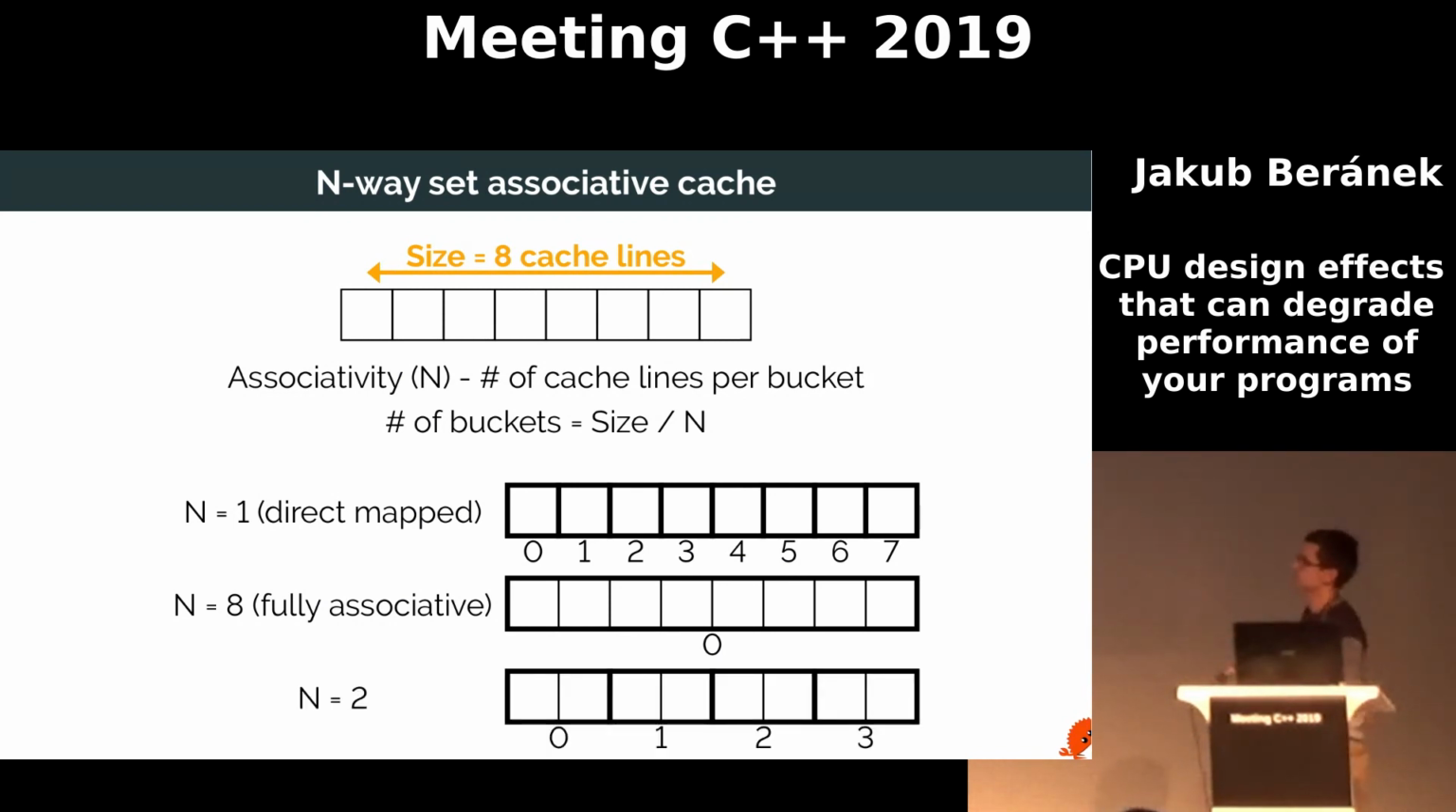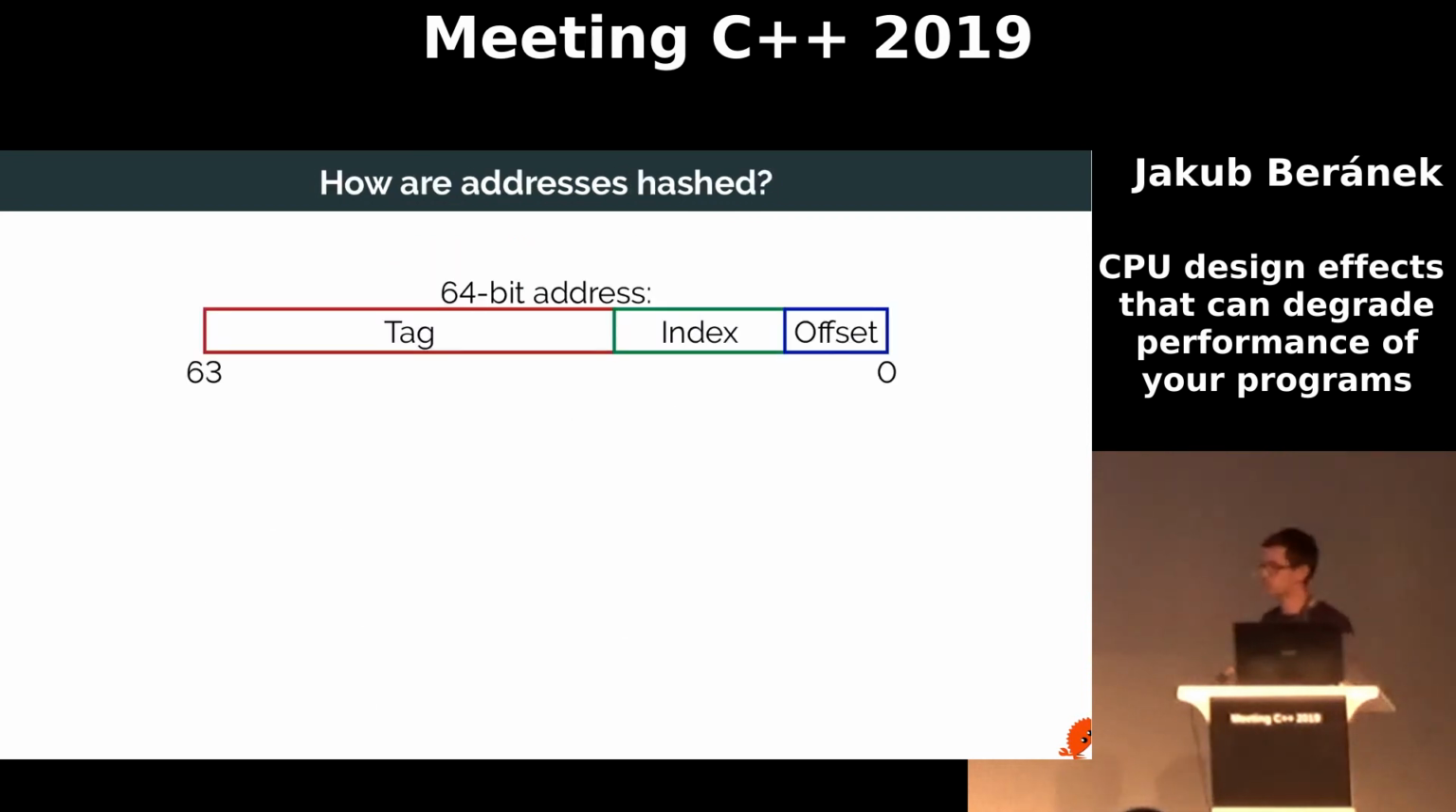And you can also use some trade-off. For example, here I can use N=2, so I will have 2 cache lines inside each bucket and 4 buckets total. And before we look at an example of this, let's also talk about how the addresses are actually hashed.